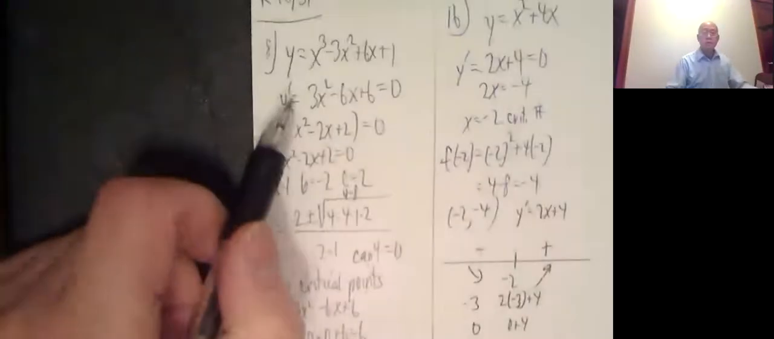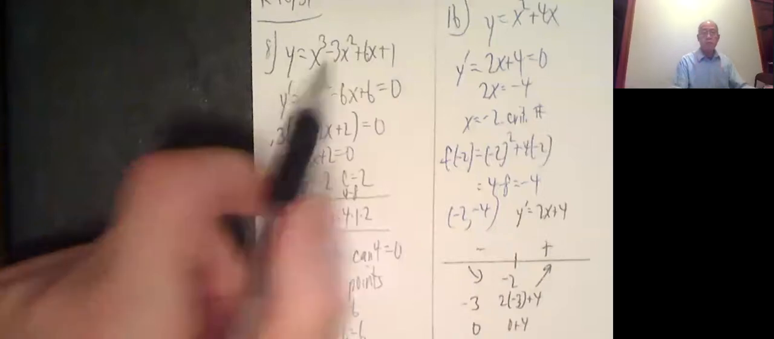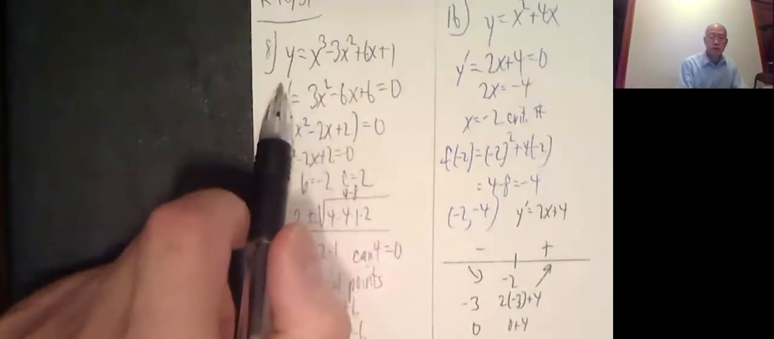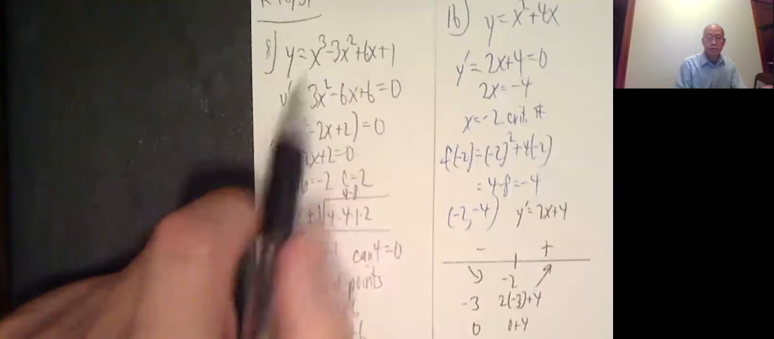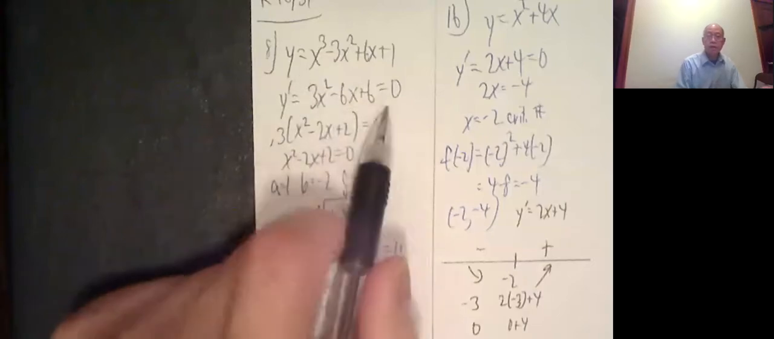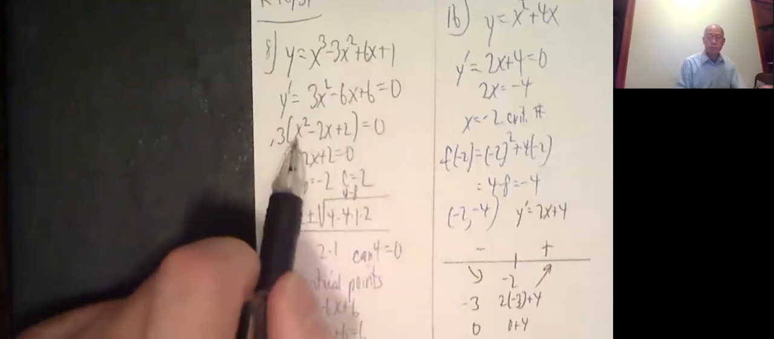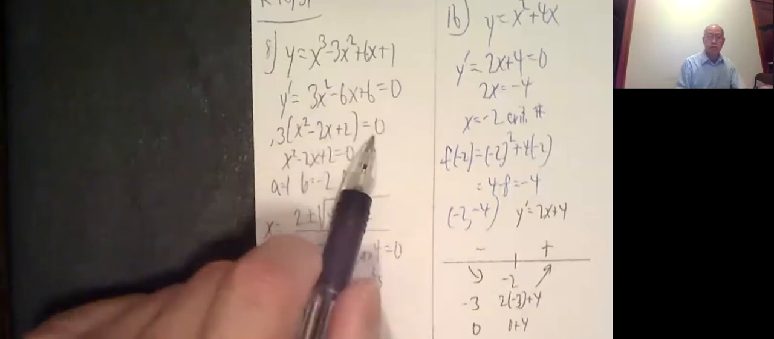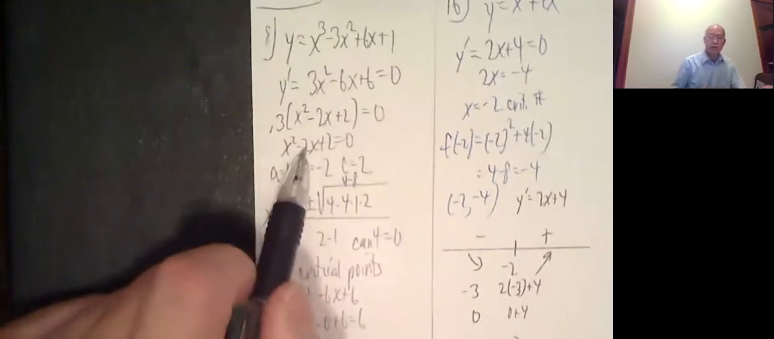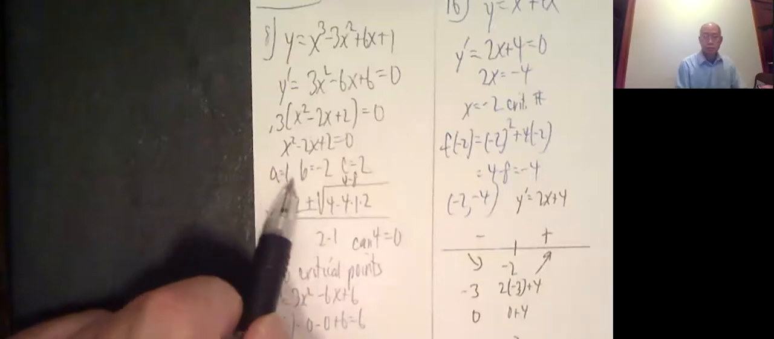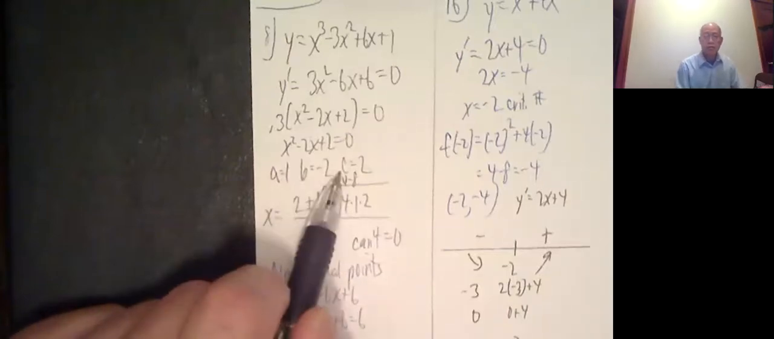Number 8, y equals x cubed minus 3x squared plus 6x plus 1. Now the usual protocol is to set the derivative equal to 0. So first take the derivative, 3x squared minus 6x plus 6, set it equal to 0. Factor out the 3, x squared minus 2x plus 2 equals 0. This one you can't factor, so use the quadratic formula. So A is 1, B is -2, C is 2.